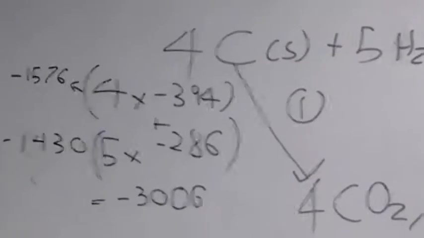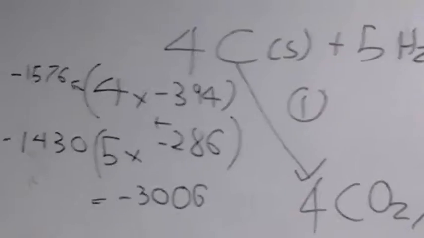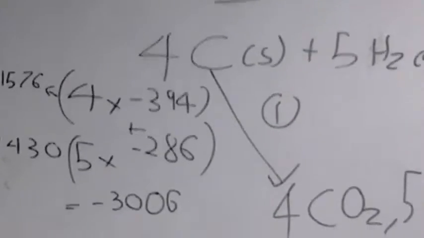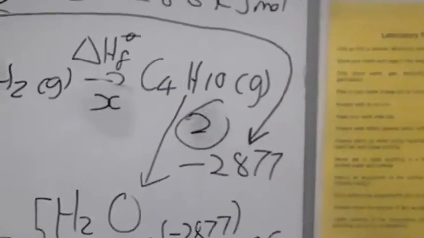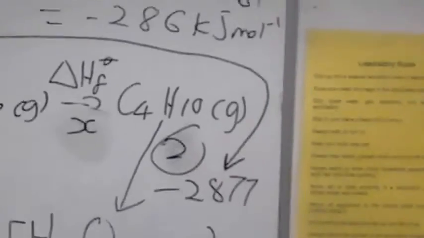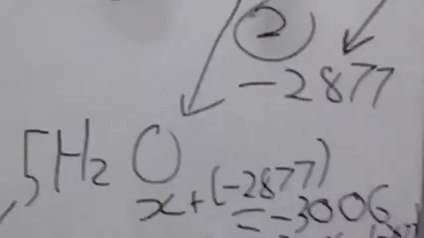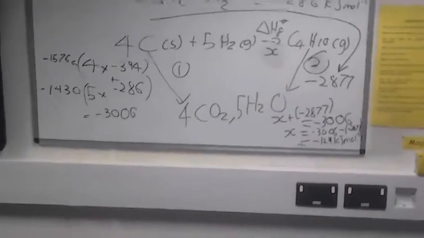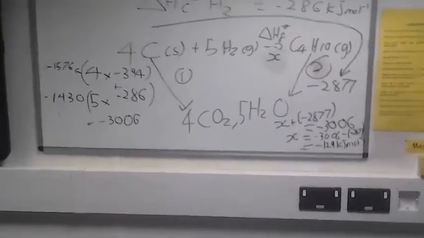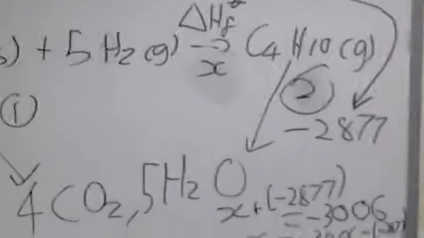I can see in my final step the total enthalpy of combustion for 4 moles of carbon and 5 moles of hydrogen is minus 3006 kilojoules per mole. I know that the enthalpy of combustion for 1 mole of butane is minus 2877 kilojoules per mole. I know that it is independent of which route I take, so I look at which 2 arrows are pointing in the same direction. In this case, my delta Hf and my route 2 are pointing in the same direction.